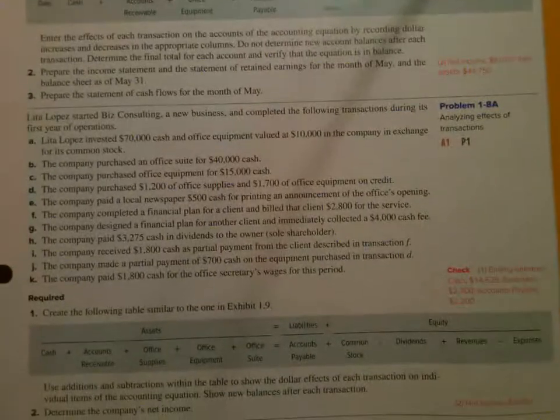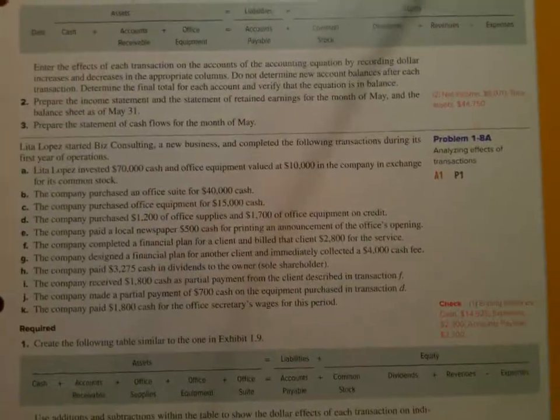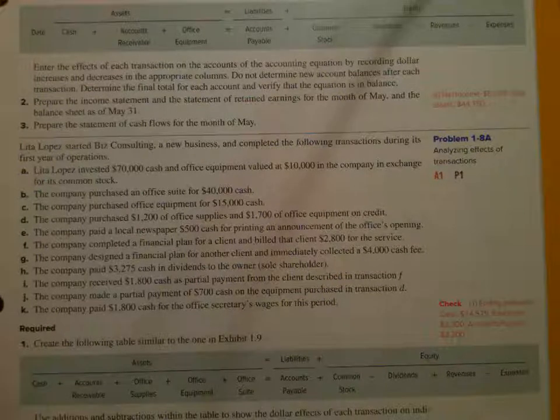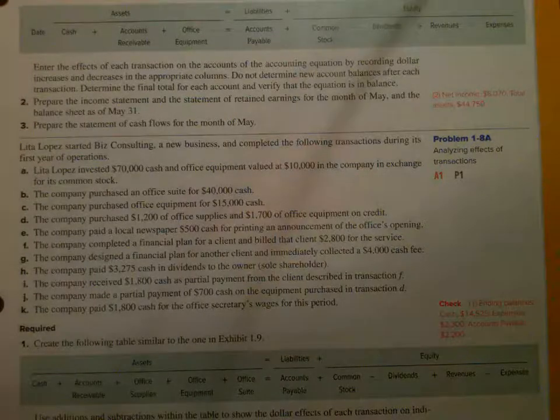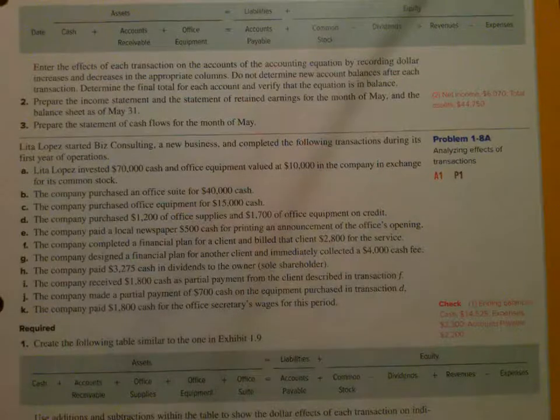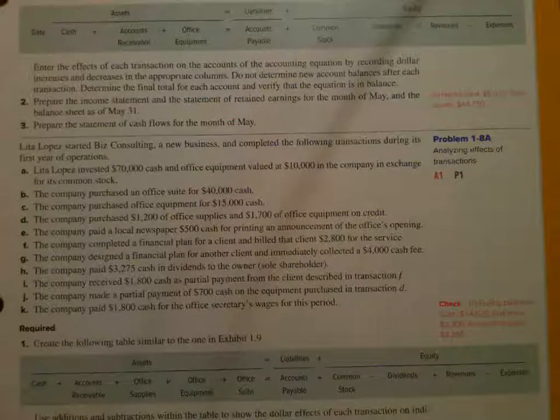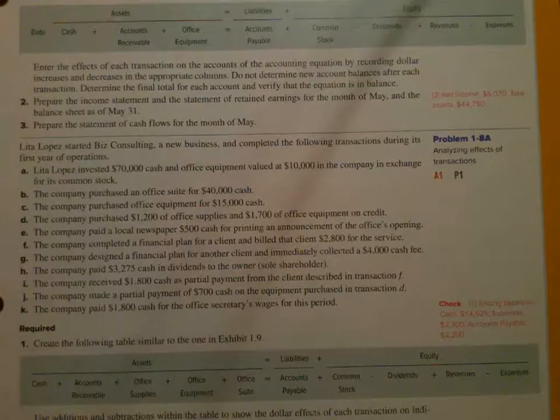Let's do another transaction here. Second one, the company purchased an office suite for $40,000 cash. Now, for argument's sake, I'm looking at an office suite, and I'm assuming that that is literally an office suite, like a place where you would go to work. And since they purchased it, we would have that as an asset. Okay. The way the language there is, it's a little muddy. I don't particularly like the wording on this transaction, but we're going to live with it.